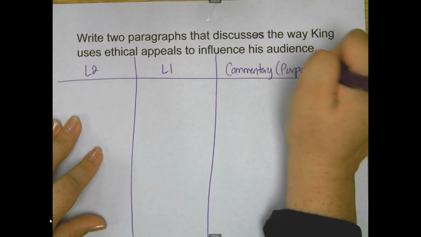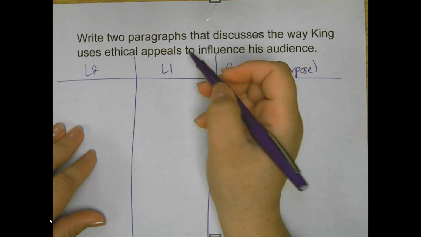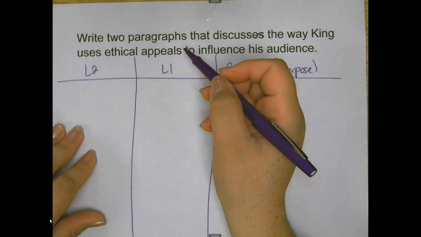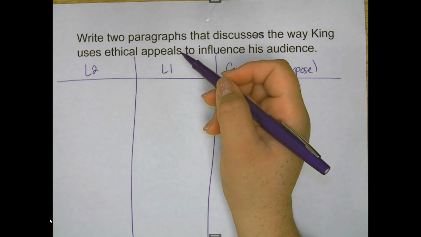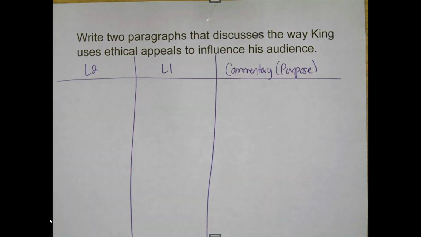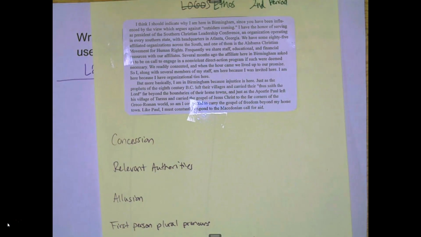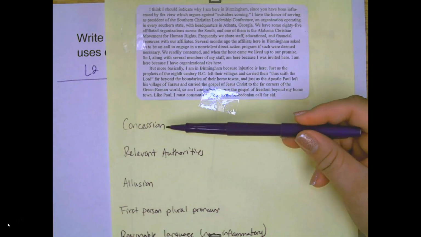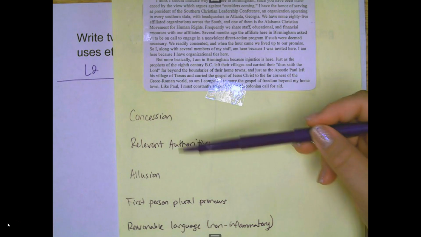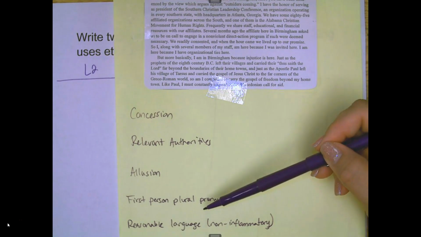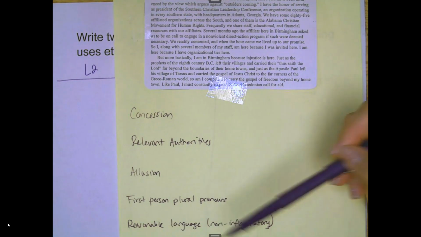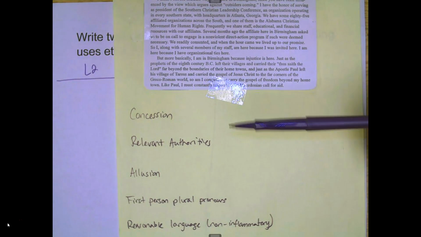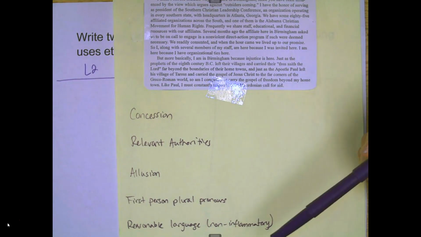And you're going to have to decide what appeals he uses. So you're going to actually need to have your notes. And the notes that I'm talking about are the ones that were on this yellow page right here. So I don't have all the answers, but you need to know the things we looked at. We looked at concession, relevant authorities, allusion, first person plural pronoun, and reasonable non-inflammatory language. So these are the things we want to focus on.